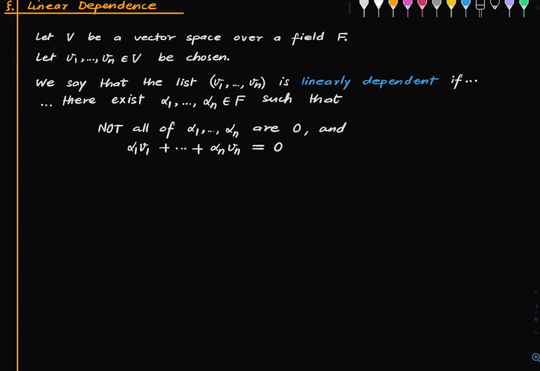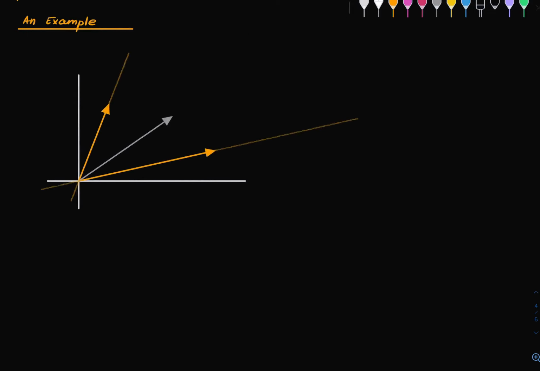Let's see a simple example, R2, and we have 3 vectors. And what I want to say is that these 3 vectors are linearly dependent, which means what? Again, since we have defined it in terms of list, you make this list V1, V2, V3. This list is a linearly dependent list. So we may say colloquially that the given set of vectors is linearly dependent. It just means that the corresponding list is linearly dependent.